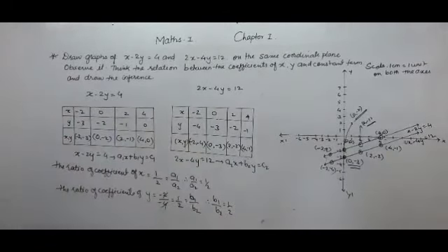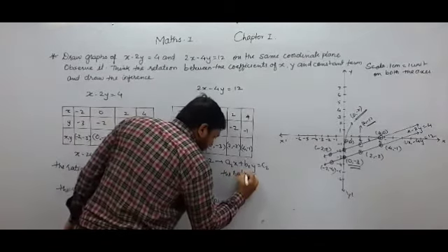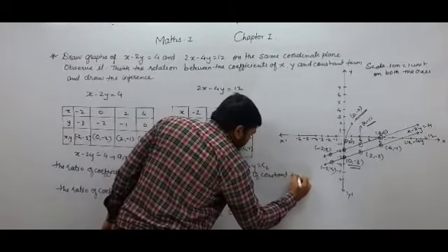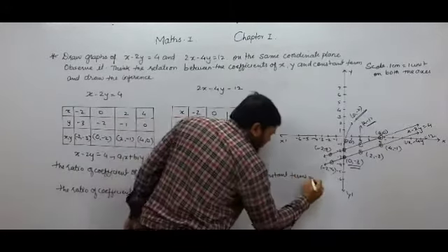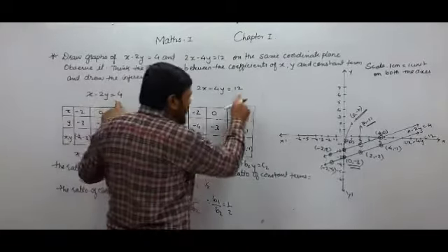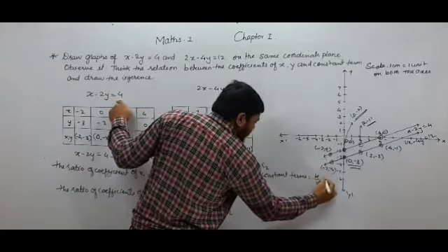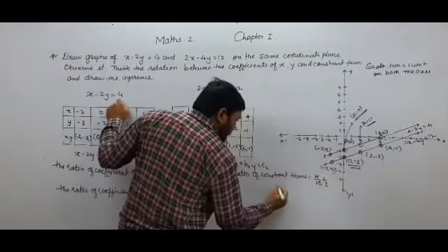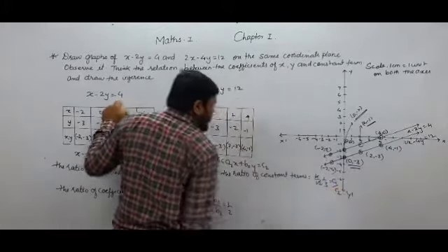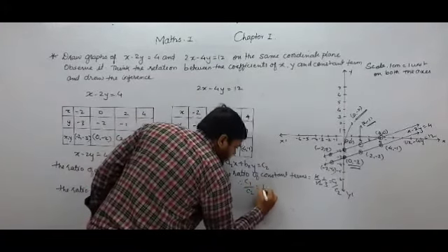So student, now we will find the ratio of constant terms. The constant term in the first equation is 4 and the constant term in the second equation is 12. So it will be 4 upon 12. 4 ones are 4, 4 threes are 12. It will be 1 upon 3. So we can consider it as c1 upon c2. Hence c1 upon c2 is equal to 1 upon 3.